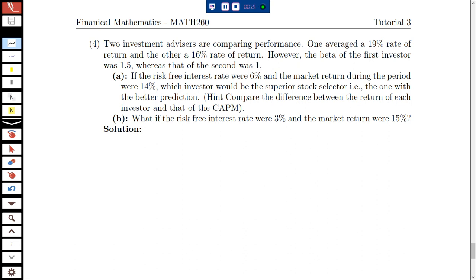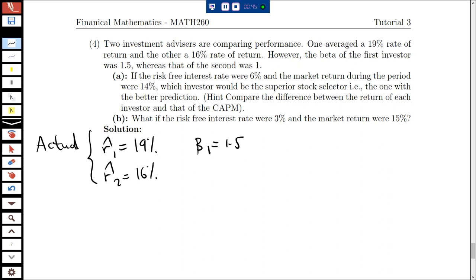So these are some actual returns. The first person made a return of 19 and the second person 16. However, the beta for the first investor was 1.5 and the beta for the second was 1.